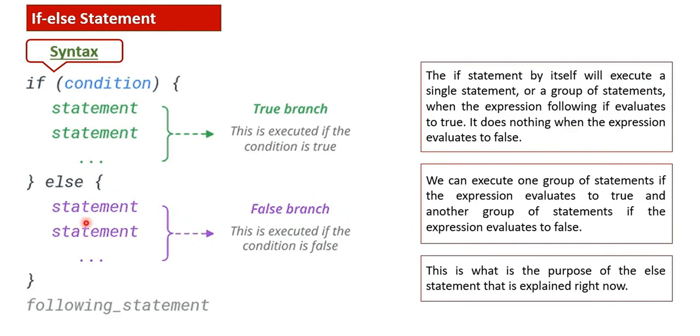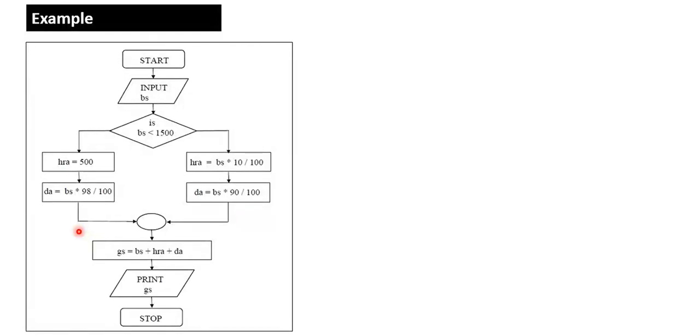This is the purpose of the else statement. Let's take an example. This is the flow diagram of the code. The code will start, then the input will be the basic salary, and it will be compared to check whether the basic salary is less than 1500 or not. If it is less, then the HRA will be the basic salary multiplied by 10 divided by 100, and next the calculation occurs for printing the gross salary. If it is not less than 1500, then we have an HRA of 500, and as per this HRA the gross salary is further calculated. This is the equivalent code.